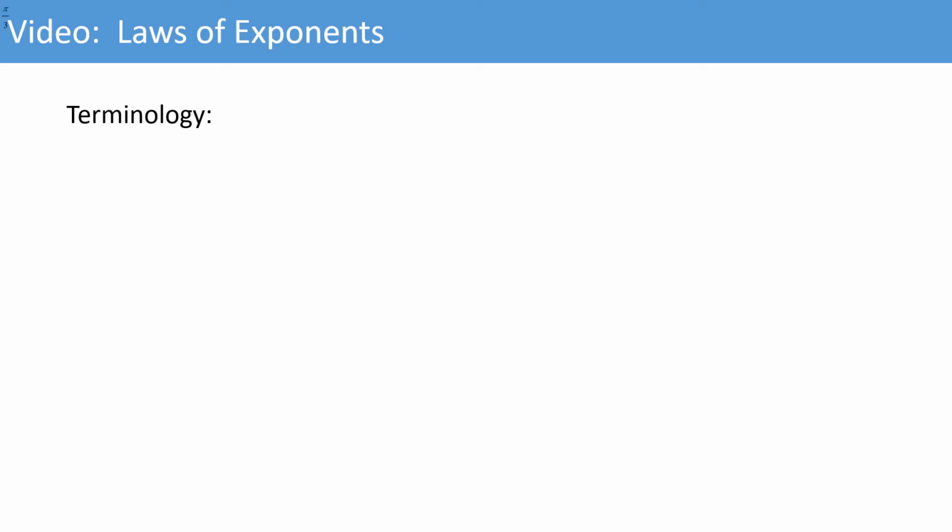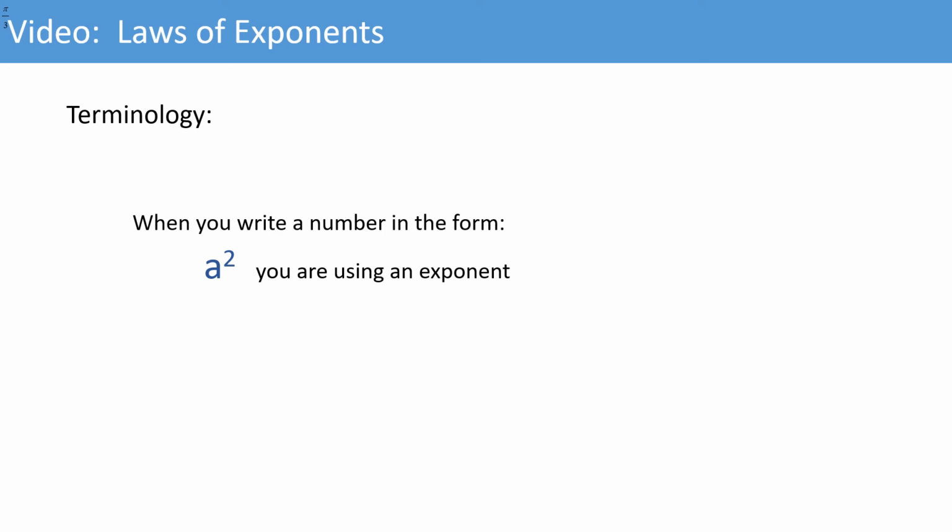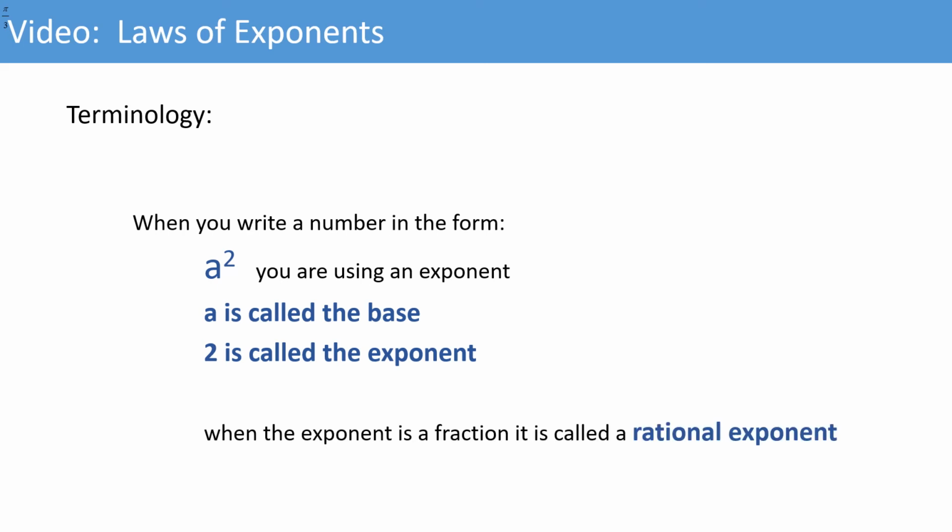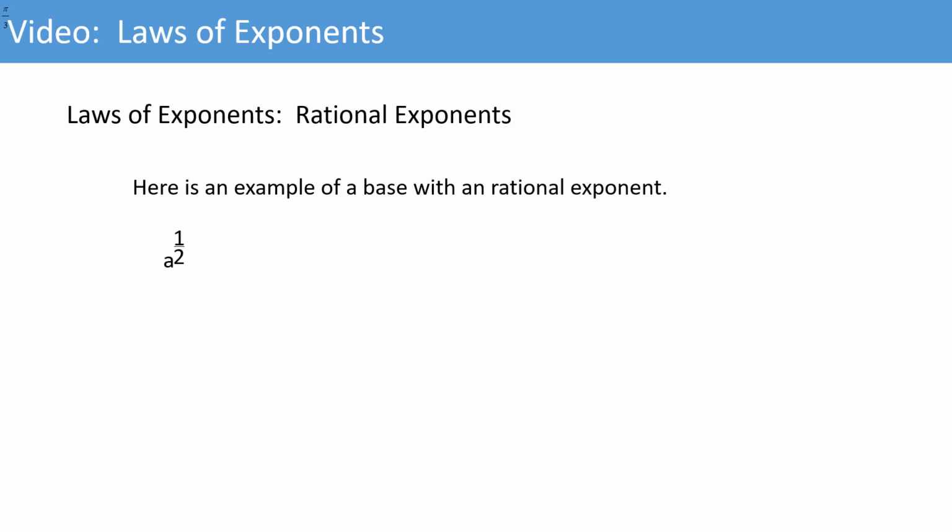Rational exponents. When you write a number in the form a to the exponent 2, you are using an exponent. A is called the base, 2 is called the exponent. When the exponent is a fraction, it is called a rational exponent. Here is an example, a to the exponent 1/2.